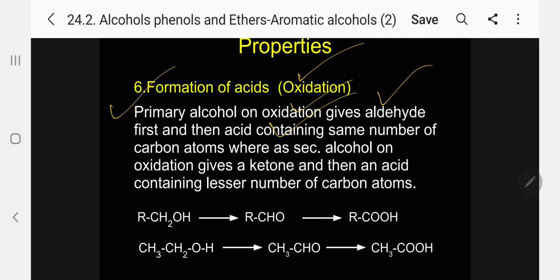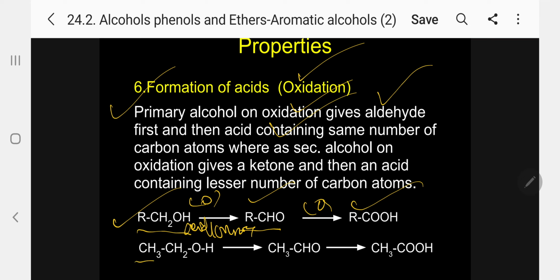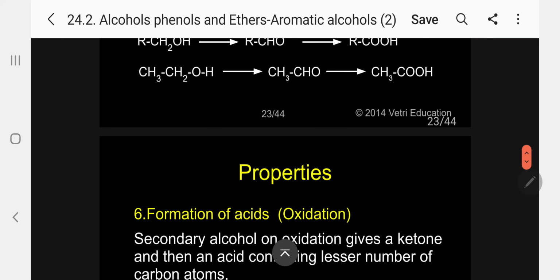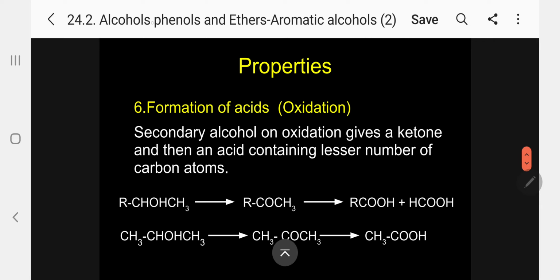Kindly follow. So let me give you an example. Primary, RCH2OH gives RCHO. For the first step, undergoing oxidation, I am using acid potassium permanganate. Then further oxidation gives the acid with the same number of carbons. Specific example, ethyl alcohol gives acetaldehyde as intermediate, and the final product is acetic acid. Please follow.